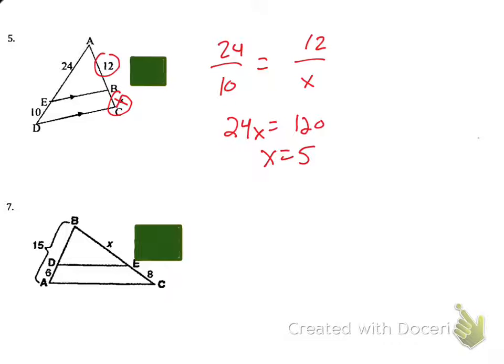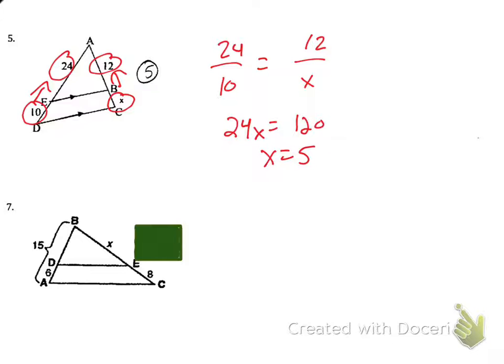Now keep in mind, if I wanted to, let's check my answer, so I'm right on this one. But if I wanted to, I could have set it up as 10/24, but then when I set that equal, I have to do x/12. So I'm keeping that same pattern. Does that make sense? Hope it does.